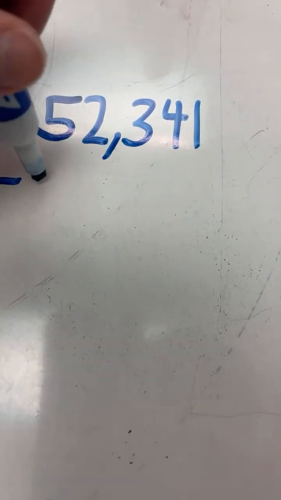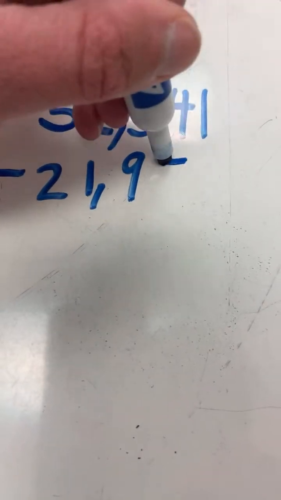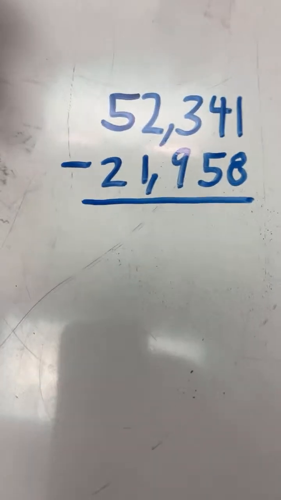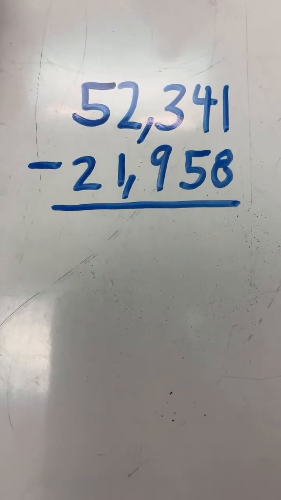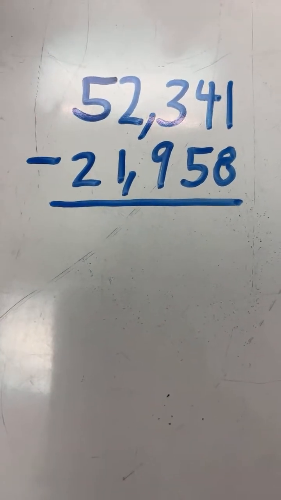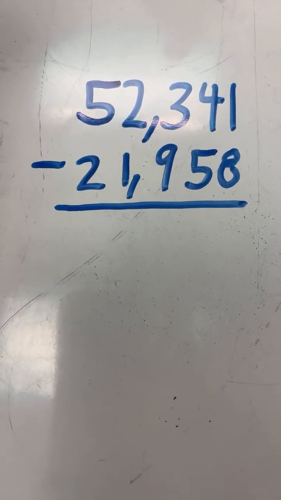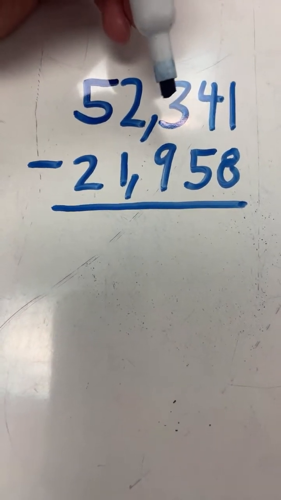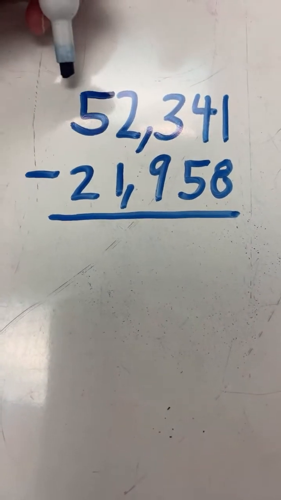52,341 minus 21,958. So a lot of regrouping here. And again, we always look to see if regrouping is needed, and we always do all of our regrouping before we do any subtraction. So looking here, we have to regroup in the hundreds, tens, and ones place. I always say regroup from left to right, and then we subtract from right to left.